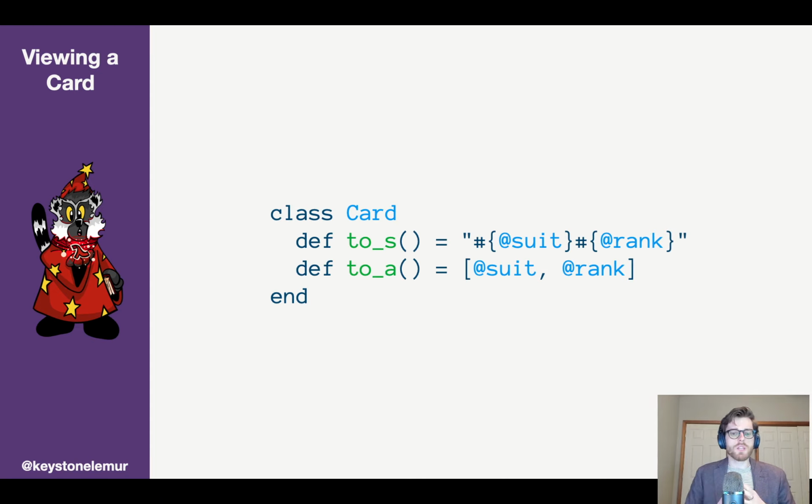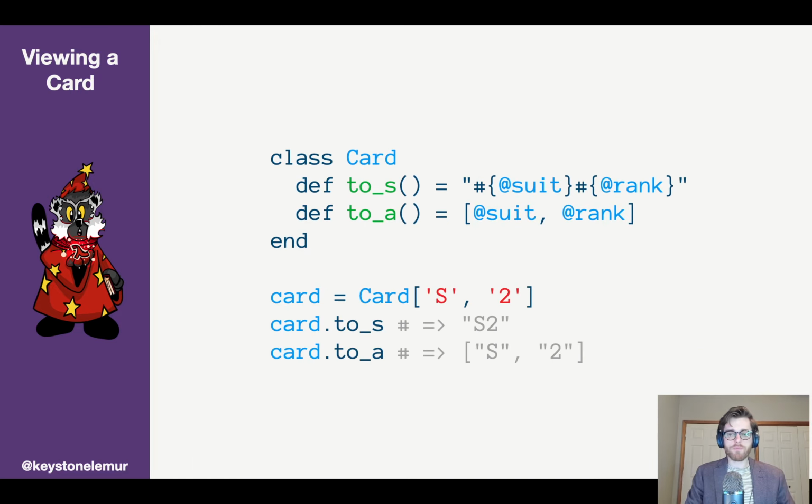We also want to be able to represent them as either a string or an array. Nothing too exciting here, except we're using one-line methods again for quick definitions. You might notice we have parens. That's because they're required if there's no argument, hence their presence here for one-line methods. So if we had a card, the output of those might look something like this, where the string version is just S2 and the array version is S and 2.